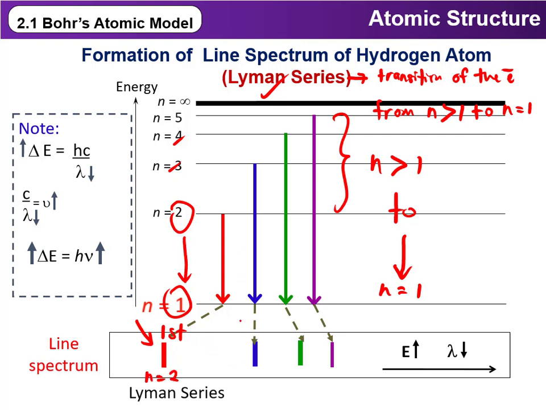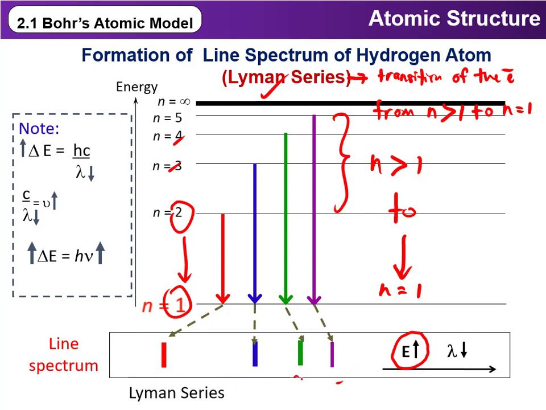Okay. How does this second line form? It is when the electron drops from n equals 3 to 1. The third line, when the electron drops from 4 to 1. The fourth line and so on, from 5 and 6 and so on. How can we read the line spectrum? It is from the biggest space in between the two lines. Okay, we will start.